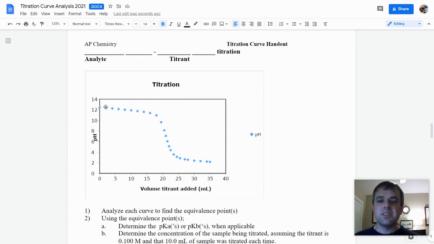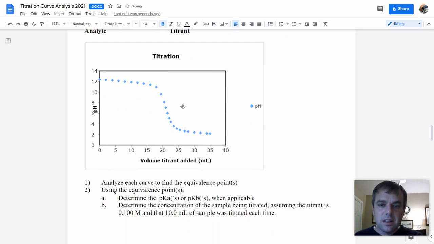Now, this one, we're very clearly starting with a base. And so now we've got to figure out what's the pH around the equivalence point. It looks like it's around 7. This looks like this is going to be a strong base, strong acid titration. The equivalence point here looks like it occurs at around, I don't know, 20 or 21. I'm going to call it 21 milliliters. Call it what you want. pKa or pKb is not applicable.